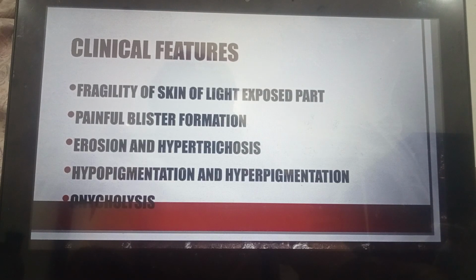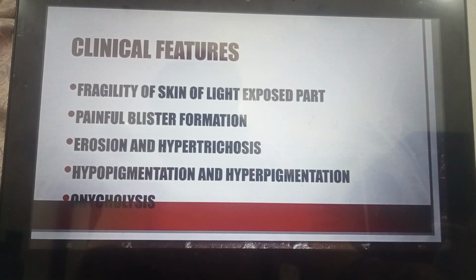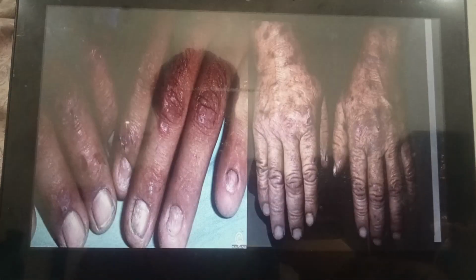Clinical features. Clinical features are fragility of skin, especially of light exposed parts of our body, for example, face, neck, ear, nose, and hand, and upper part of forearms. There is also painful blister formation, erosion and hypertrichosis, hypopigmentation and hyperpigmentation, and onycholysis.